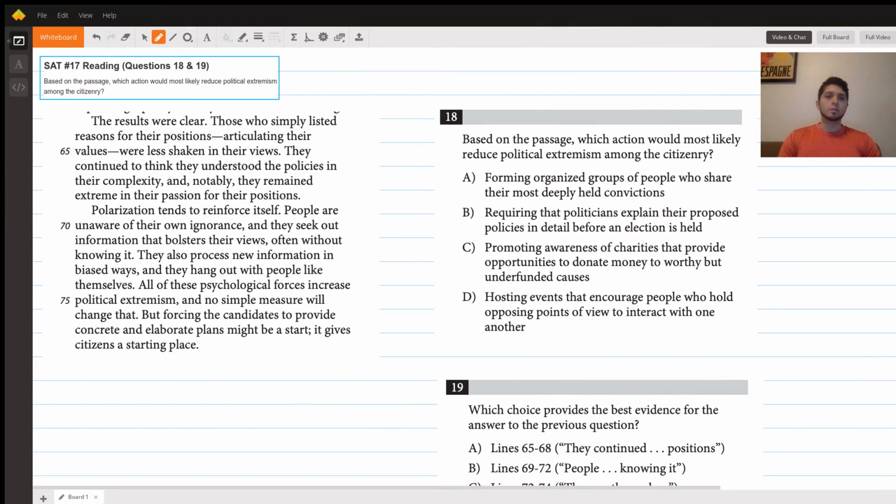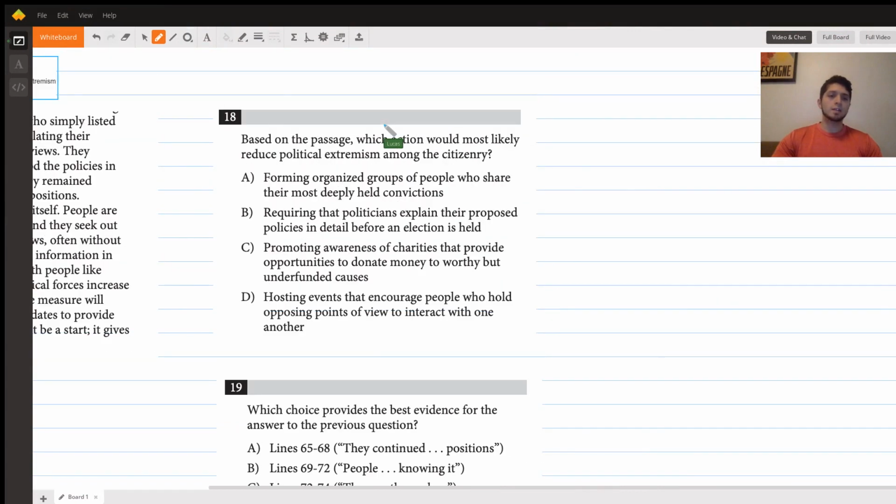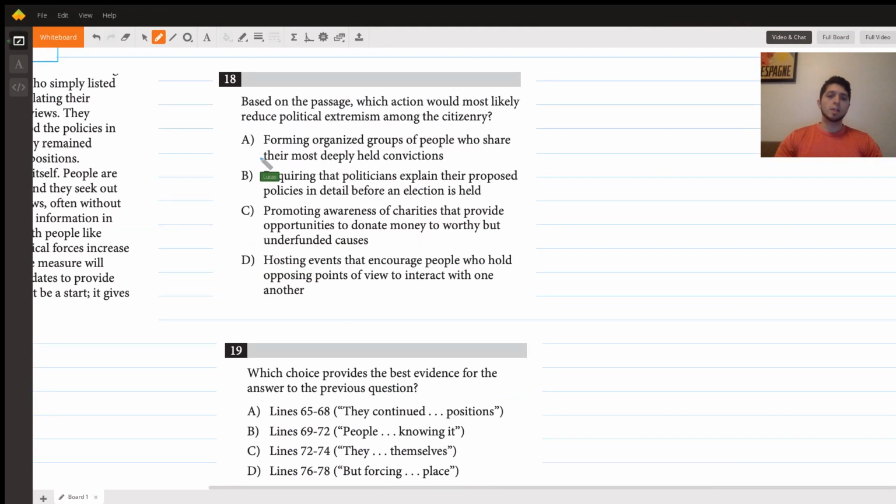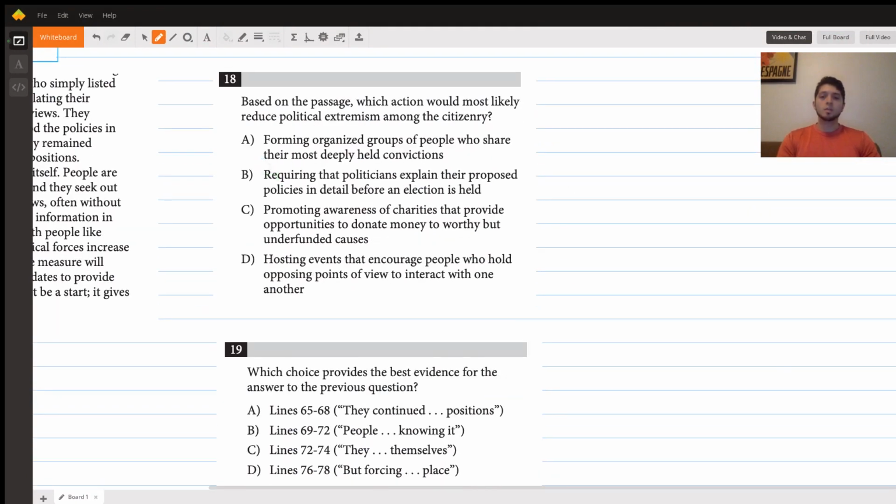Guys, today we're going to be solving questions number 18 and 19. This is from SAT number 17. Let's jump in. Question 18 says, based on the passage, which action would most likely reduce political extremism among the citizenry?